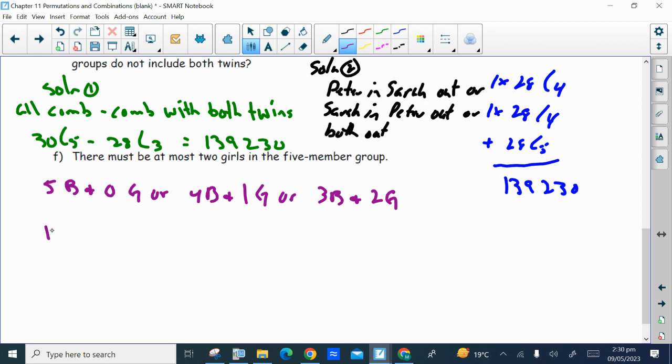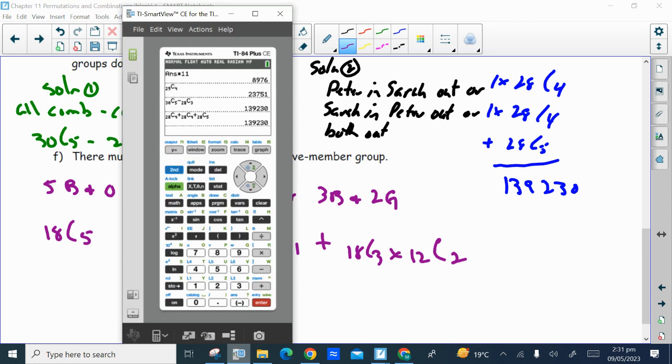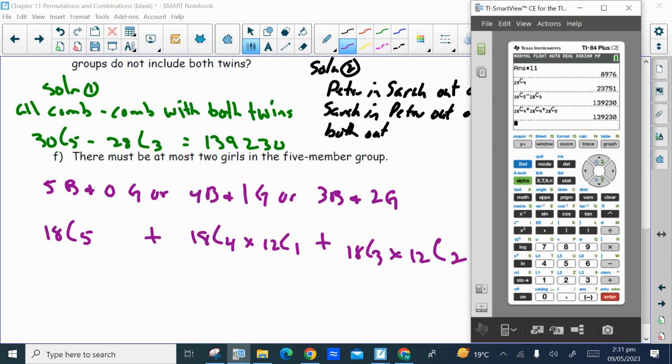So 5 boys means you're only selecting 5 from the 18 boys. Plus 4 boys would be 18C4 times 12C1 for the 1 girl from the 12. Or plus 3 boys would be 18C3 times the 2 girls, which come from the 12 girls that are there to choose from. So you could do this all in one calculation, but let's do each individual part first.